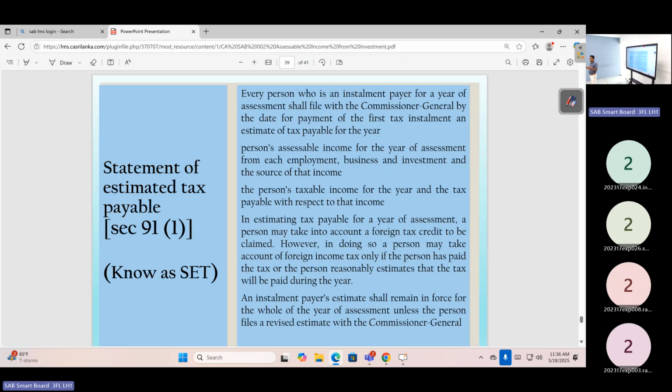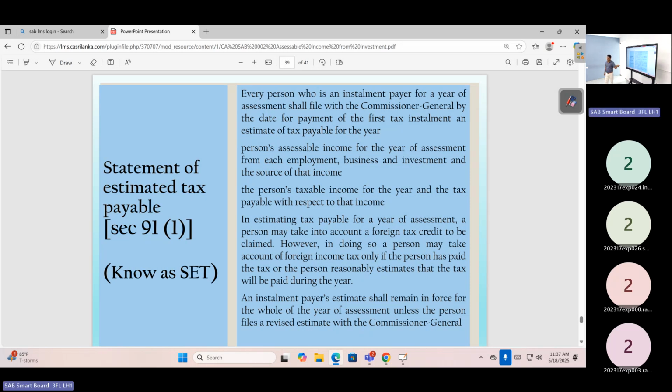So say I make an estimate for the whole year, say 50 million tax liability, by the due date of the first installment tax payment. But subsequently I got to know that there won't be such a tax liability, there will be a revision. So I can do a revision. A revised estimate can be done. But if I do not make any revision, the original estimate I did is valid for the whole year. Based on that, I have to pay.